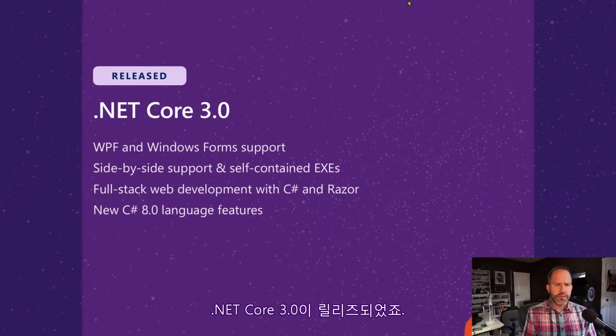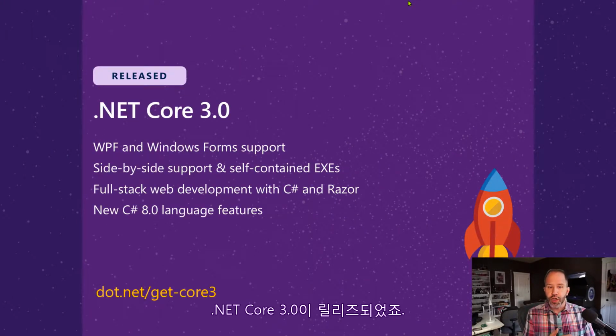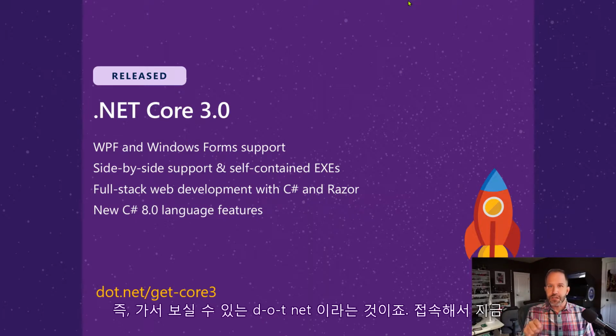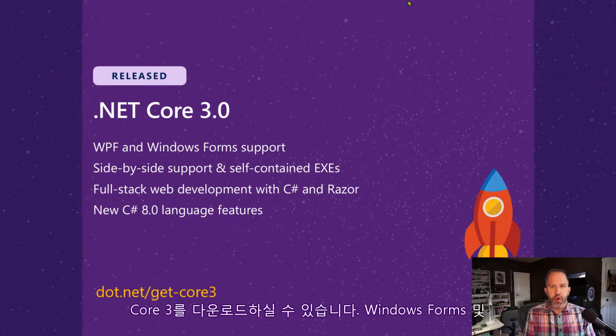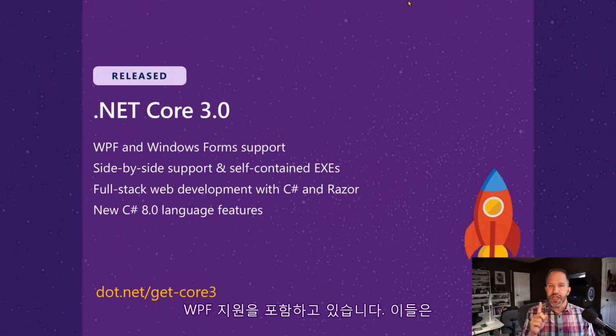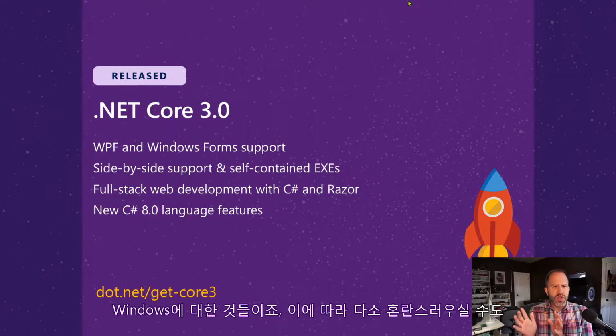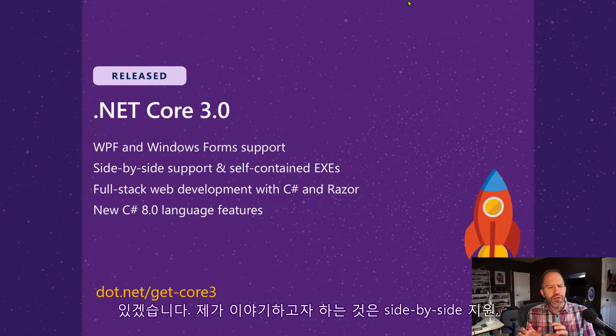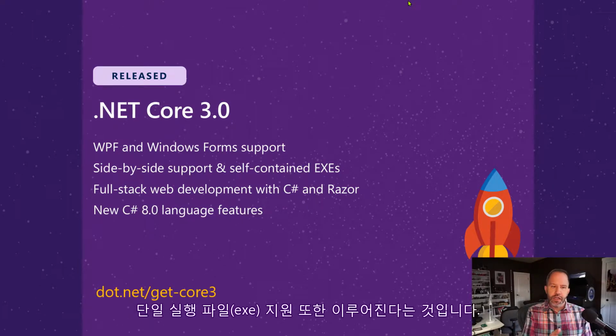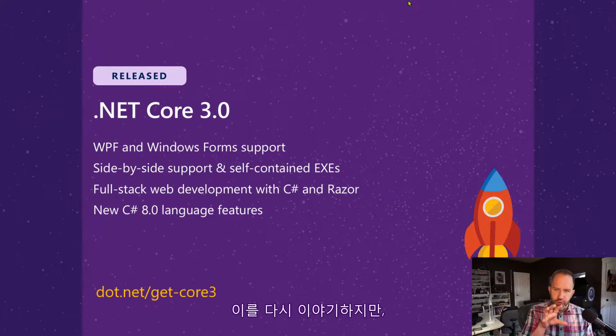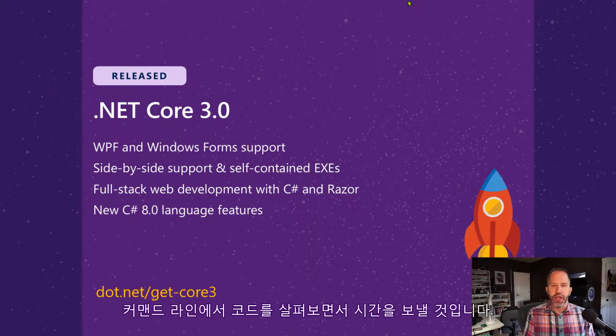Now, it is released. .NET Core 3.0 is released. You can go to .NET, that's .net, and get .NET Core 3. It includes support for Windows Forms and WPF. Those are Windows things. That can be a little bit confusing. I'm going to talk about that. It also supports what's called side-by-side and self-contained EXEs. I'm going to show you that. Again, we'll spend time looking at code at the command line.